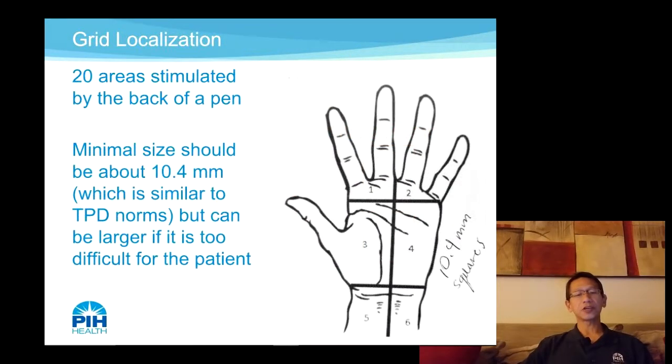Now, grid localization. You're going to notice that if you're looking at the hand, we started breaking down the sections of the hand into 6 segments. You want to just poke with the back of the ballpoint pen and tell them, this is grid 1, this is number 2, this is number 3, this is number 4, this is number 5, and this is number 6. And what I do is I have them look at the picture of the hand. Therefore, they can at least have a map to go by when you're pointing out the areas of their hand.